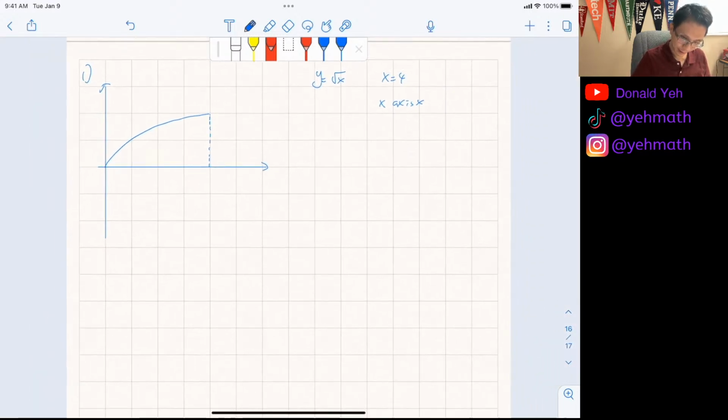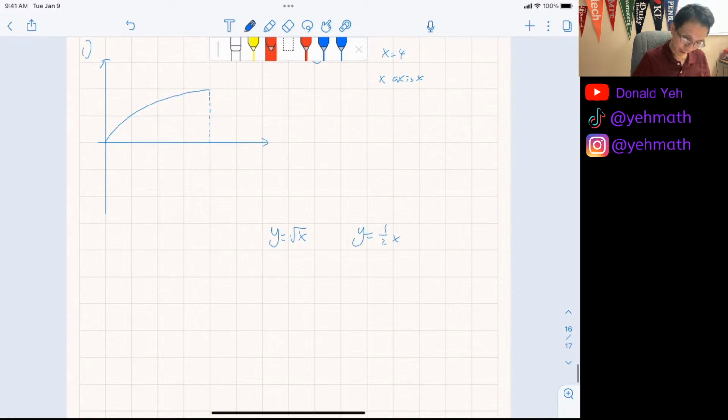Second task is y equal to square root x, and y equal to 1/2 x. For the second one, I'll give you a general graph, not to scale. The first one's to scale, second one is not. So something like this. I want you to find the area of this.